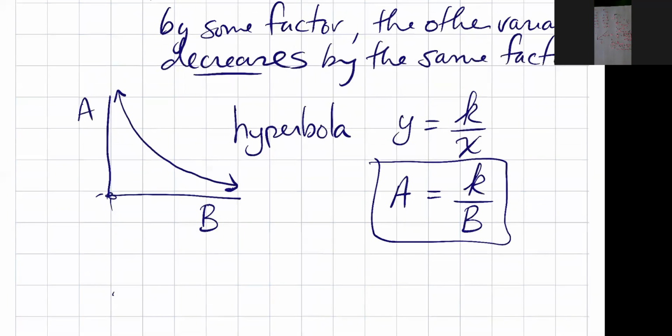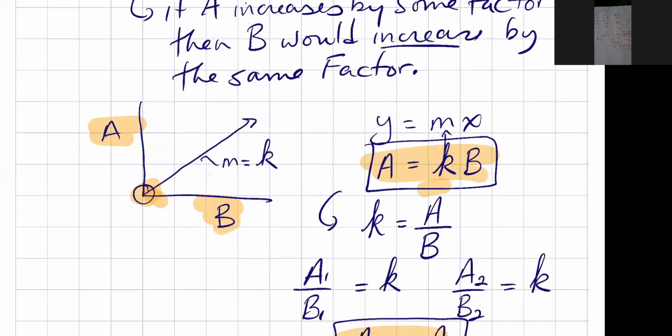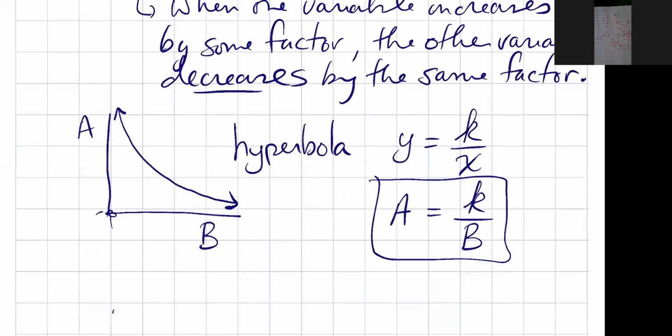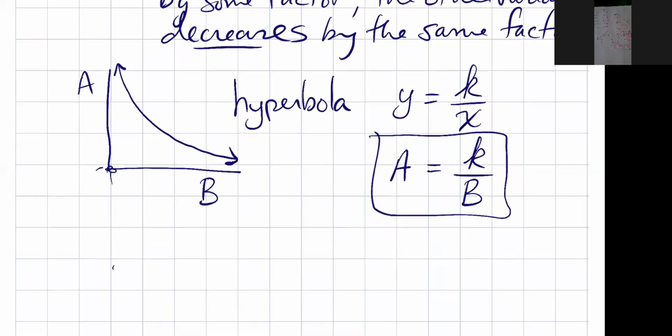If you compare that back to the direct relationship, there we had a equals k times b, but now that we have an inverse relationship, a is equal to k divided by b. So notice in an inverse relationship, the a is in the numerator on one side, the b is in the denominator on the opposite side. So when one gets bigger, the other will get smaller. So that's an inverse relationship.